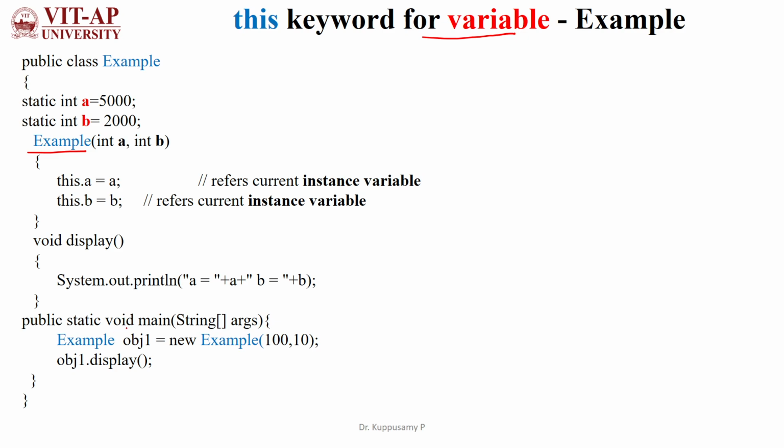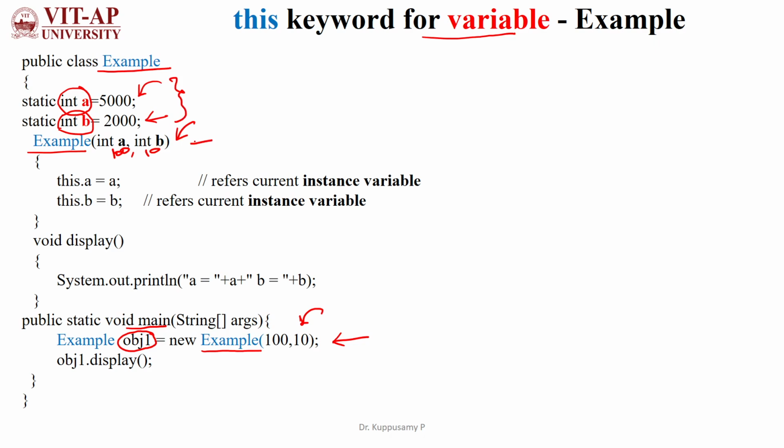First we are defining the main method. Here we are initializing obj1 to call the constructor which has the name Example. So here we are passing the arguments 100, 10, and the class is defined with the name Example, with integer variable a having the value 5000 and integer variable b having the value 2000. When you invoke Example of 100, 10, we are passing the values 100, 10 to the variables a, b. Already we have variables a, b with the same name.